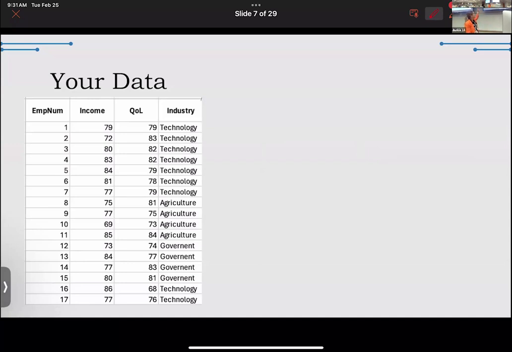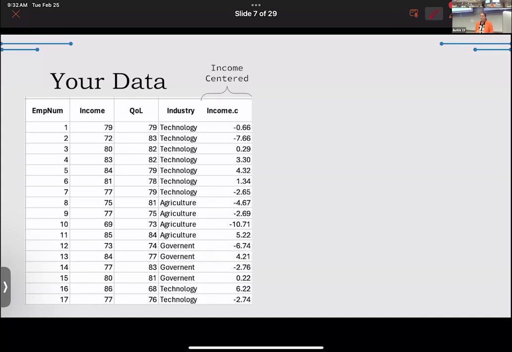Here's our raw data. We've got our employee number on the left. We've got income, we've got quality of life scores, and then we have industry. So we've got 3 industries: technology, agriculture, and government. What's the first thing we have to do if we're going to run a moderation on our data? Center our data. What predictors are we centering here? Income, right? First of all, we can't center industry yet because we don't have numbers. There's nothing to center. So first thing I'm going to do is center my income.